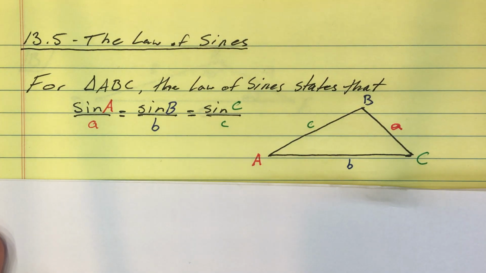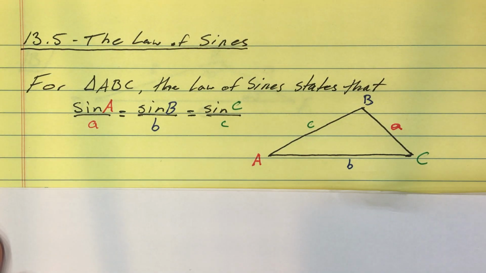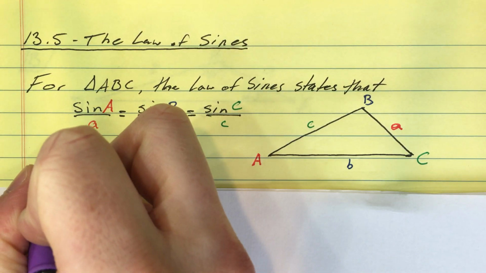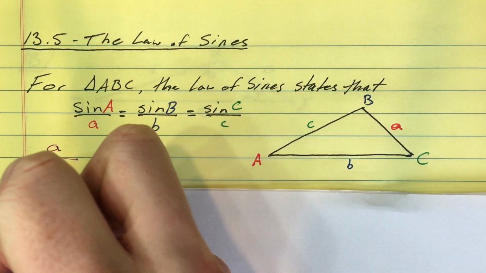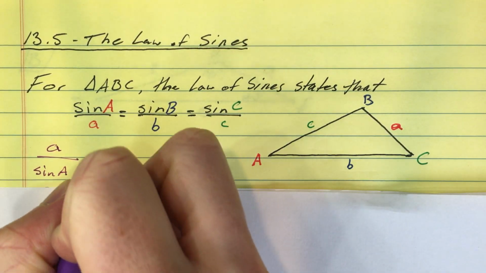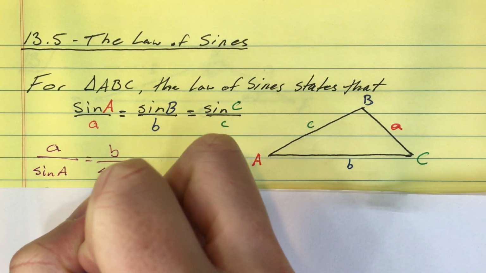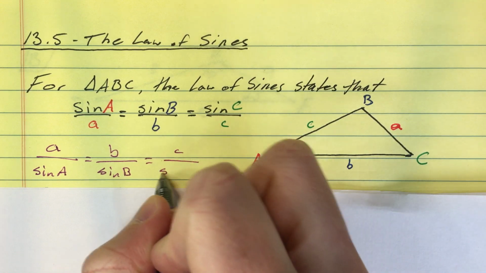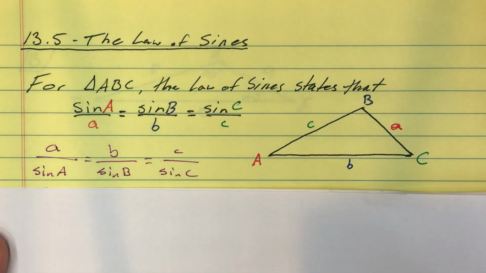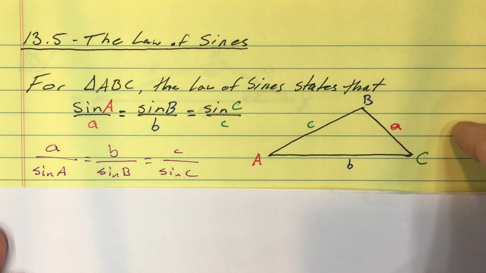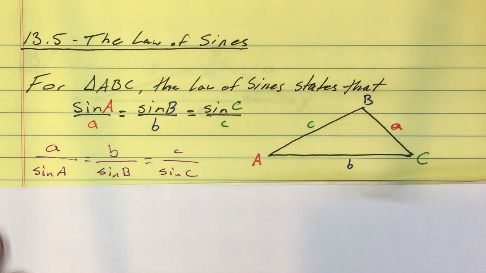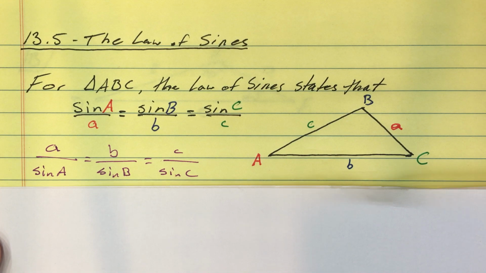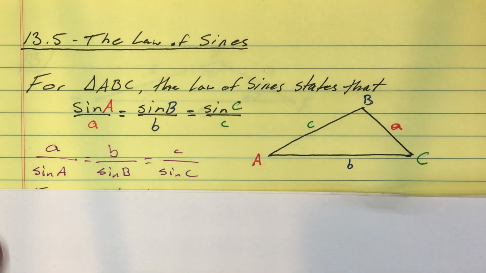And the nice thing about the law of sines is you can flip the whole thing over. So you could write A over sine of A equals B over sine of B equals C over sine of C. So we're going to use this law to try and solve a triangle. And solving a triangle means figuring out all of the missing measurements, the missing angles and the missing side lengths.